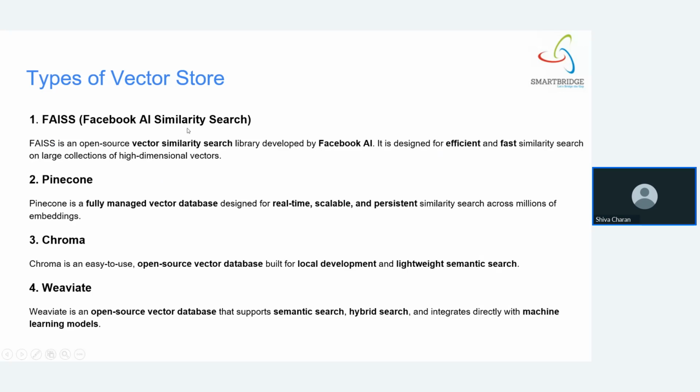FAISS is Facebook AI Similarity Search, which is an open source vector similarity search library developed by Facebook. It is designed for efficient and fast similarity search on large collections of high dimensional vectors.